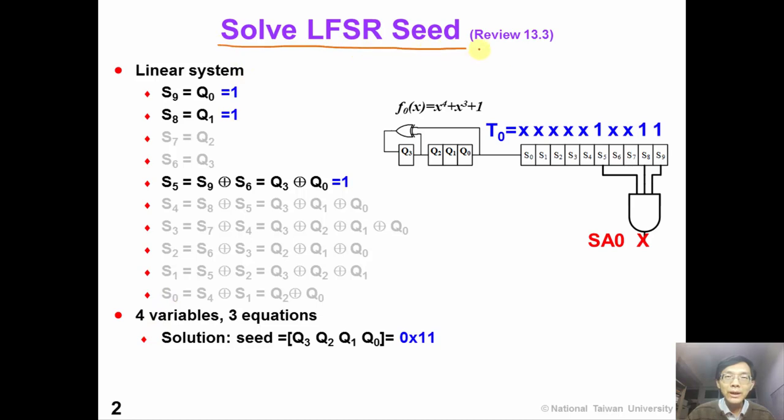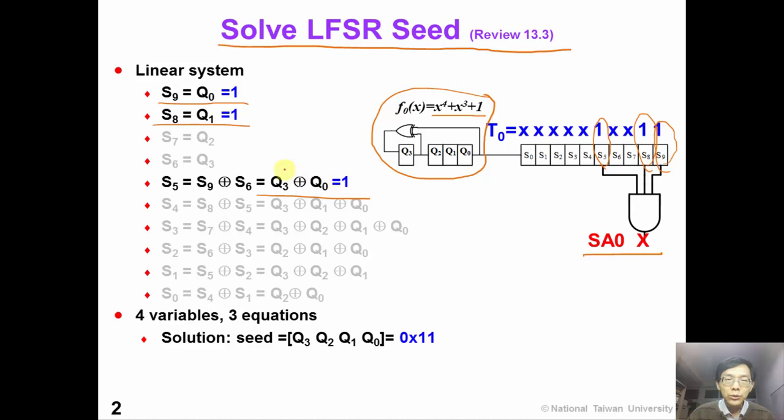We already know how to solve the LFSR seed from our video 13.3. For example, given this polynomial f0, which is x to the 4th plus x cubed plus 1, suppose we want to detect this stuck-at-0 fault. So we will need S9 to be 1, S8 and S5 to be 1. We can write this linear equation system where Q0 is 1, Q1 is 1, and Q3 is 0. So we have 4 variables in this system and 3 equations. We can easily find a solution, which is 0, don't care, 1, 1. So we solve the seed successfully.